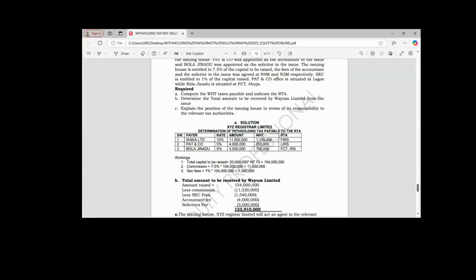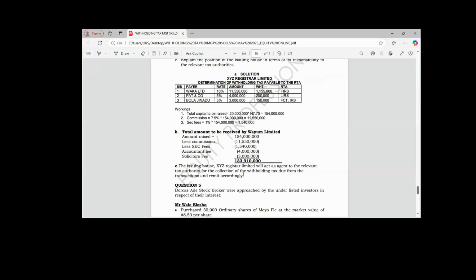I'm listening. They also act as an agent of collection. Yes, they are going to act as the agent for the collection of the withholding tax and remit it to the relevant tax authority accordingly. Why? Because they are the ones that will receive all this money on behalf of WAUM Limited. So before they remit to WAUM, they must remit those monies to the relevant tax authority.